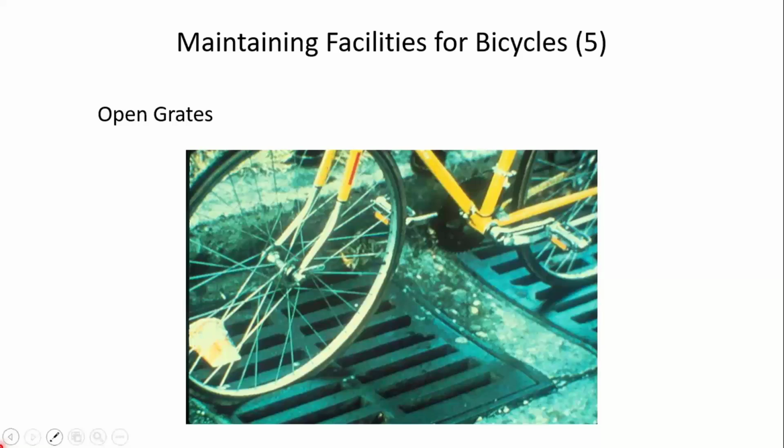And then open grates. We should have bicycle-friendly grates, not grates like this. And see what happens: the front wheel of the bicycle drops into the grate opening, the bike stops suddenly and pitches the operator over the handlebars, usually face first, onto the pavement, so the injuries here can be very severe and disfiguring.